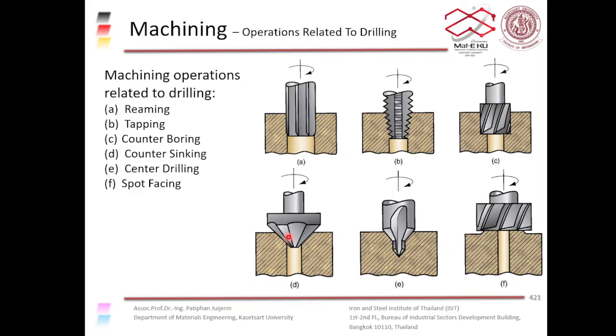Next is countersinking. Countersinking is very similar to counterboring, but instead of a stepped hole, you have a cone-shaped hole so that you can put in flathead screws and flathead bolts.